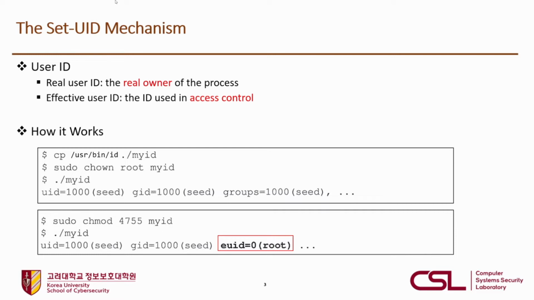After that, let's enable the SetUID bit using the chmod 4755 command. Then you can see that the value of the EUID has been changed to root.